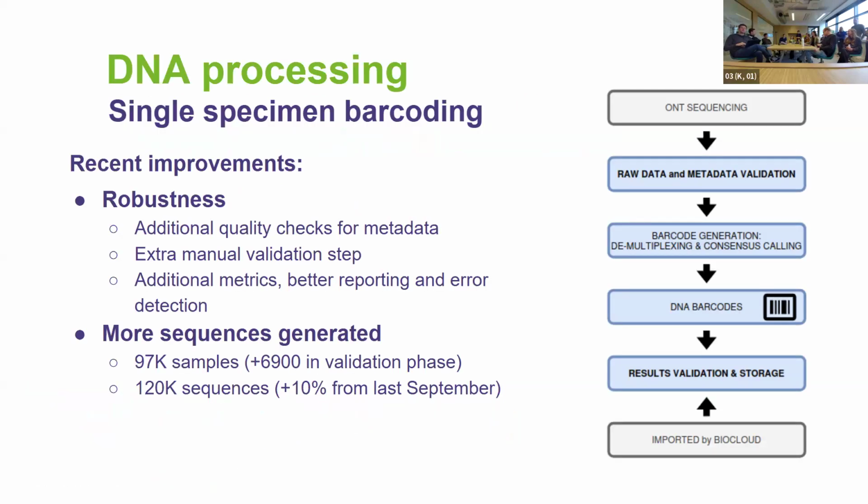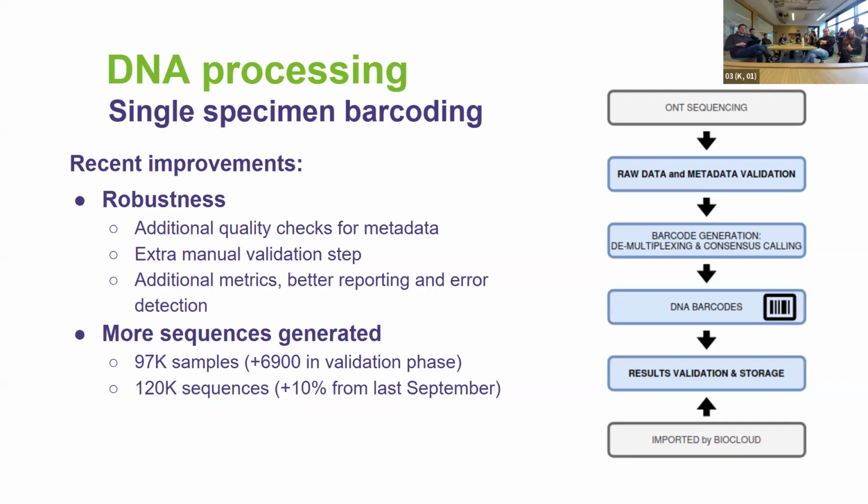So bioinformatics, let's start with the DNA processing. DNA processing comes after sequencing, where we process the raw data and provide a single barcode for each specimen, or sometimes more barcodes. We have been focusing on robustness because there has been an issue with the input data. So we have added additional quality checks for the input data, and an extra validation step. And we have improved our reports, and we have highlighted potential discrepancies in the report as well.